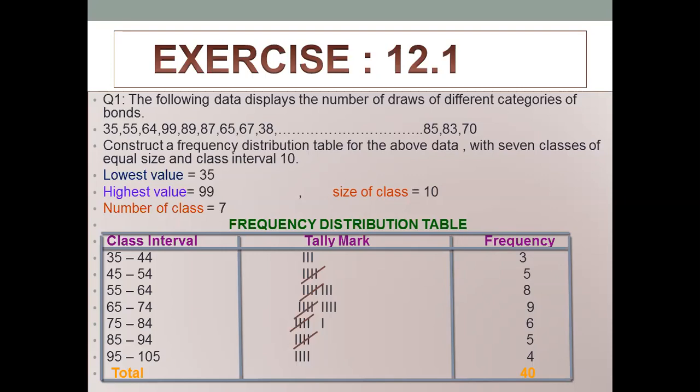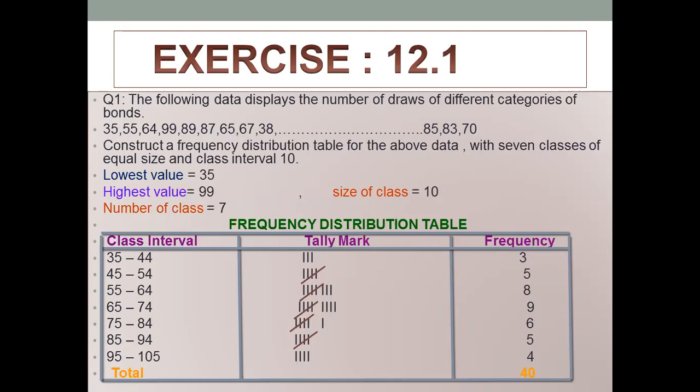Then come to the next class 75 to 84, there are 6 numbers, 85 to 94, 5 numbers, 95 to 104, there are only 4 numbers. When you calculate the frequency, you check all the values, then add the frequencies and you see that the sum of the frequency will be equal to the number of values given in the data. Now the sum of the frequency is 40.